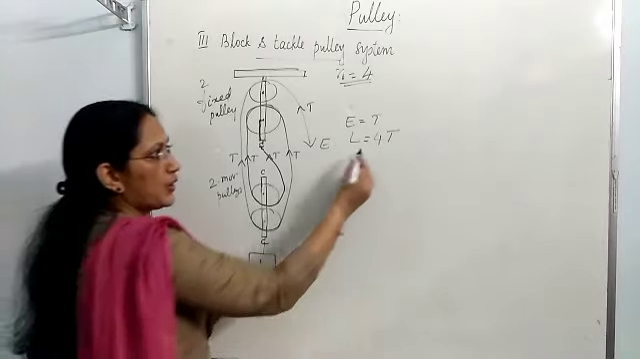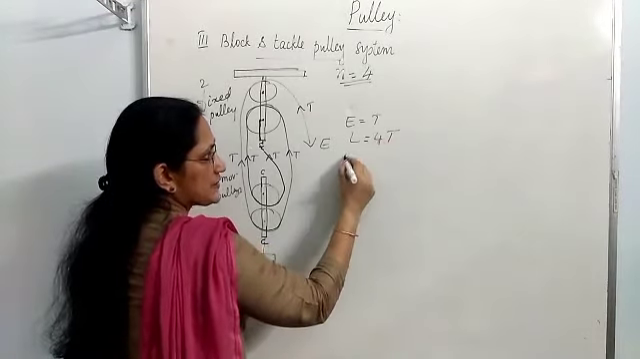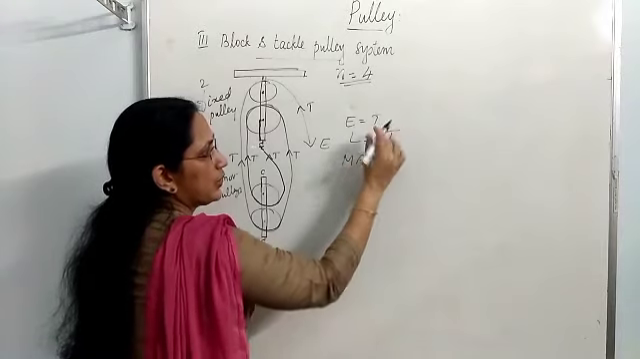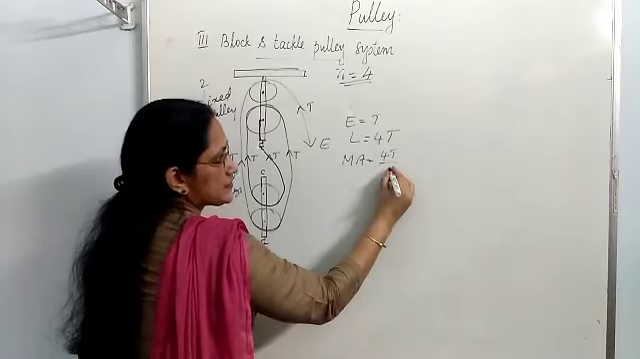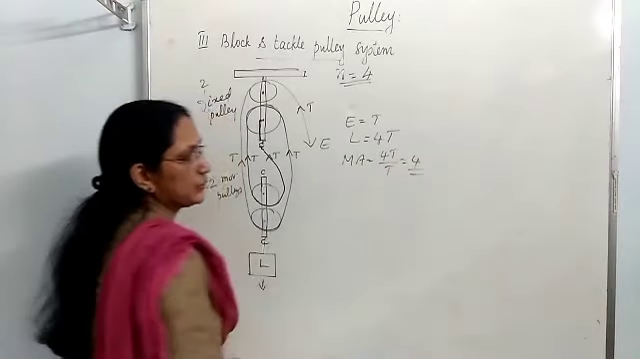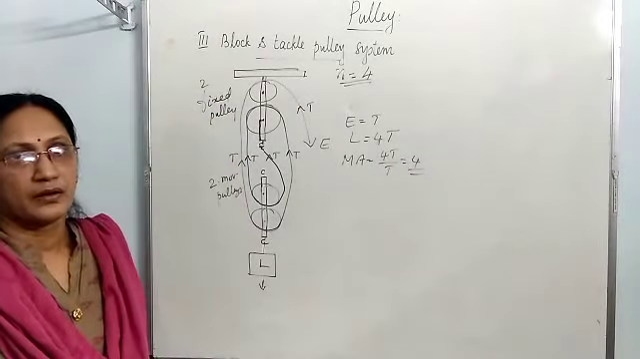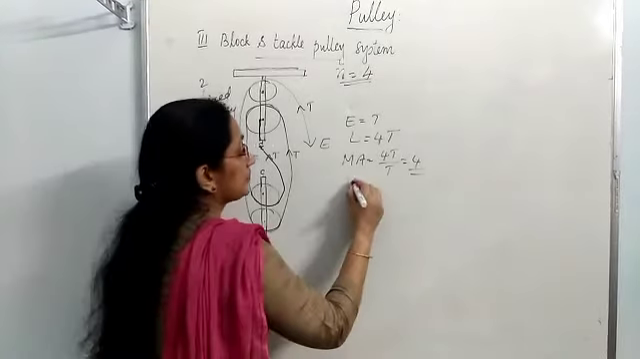Okay, so load is equal to 4T. So what is its MA? MA is equal to load upon effort. Load is 4T, effort is T. So its MA is equal to 4. Okay, what is its VR?